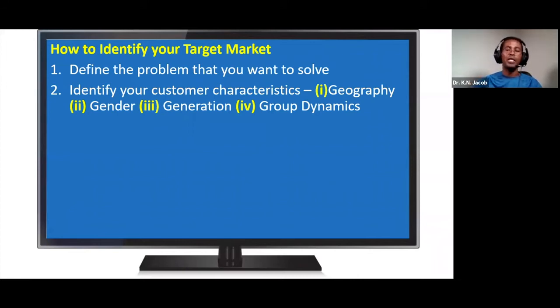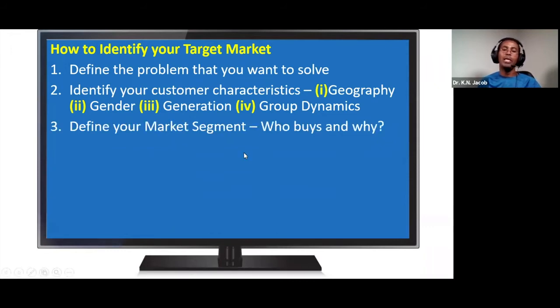I will focus on that today. And the question we'll be asking ourselves is where they are, geography; gender, are they male or female; what generation, what age; group dynamics. We are looking at income. We are looking at religion and beliefs and convictions, level of education. We are also looking at race and ethnicity. I'm going to deal with that shortly. And number 3, we are looking at who buys and why.